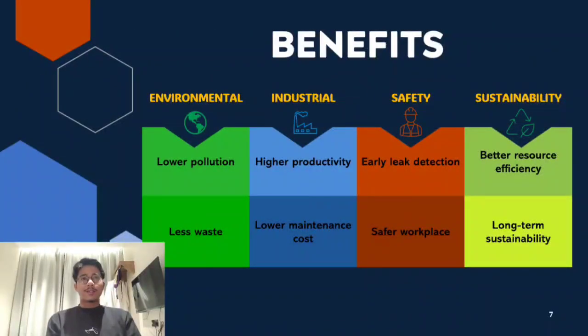The implementation of AI and IoT offers several important benefits. Environmentally, they reduce pollution and hazardous waste. From an industrial perspective, they improve productivity and reduce maintenance costs. In terms of safety, real-time monitoring helps detect leaks early and prevents major accidents. Overall, these technologies contribute to sustainable industrial development by balancing economic growth with environmental protection.